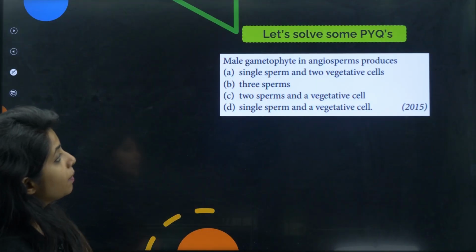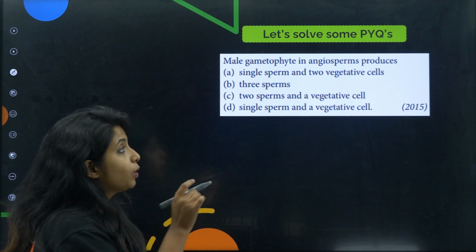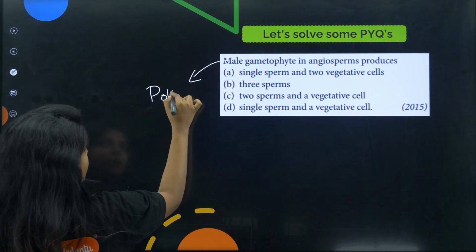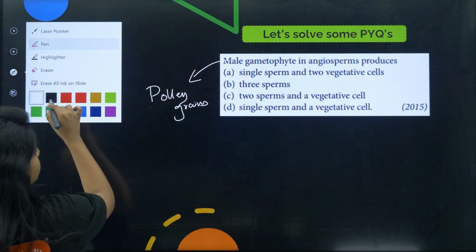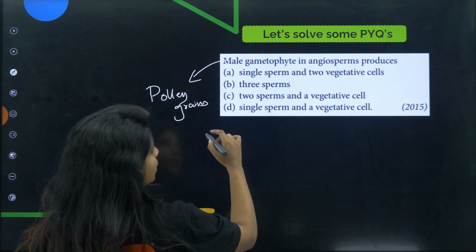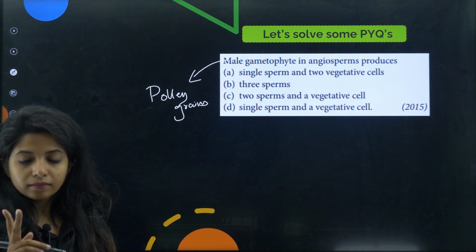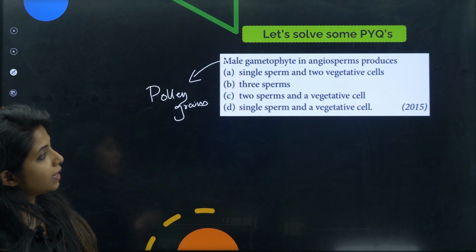Going ahead, we have next, male gametophyte in angiosperms produces what? Male gametophyte, that means you are talking about what? Tell me, what is a gametophyte? You are talking about pollen grains. So over here, the male gametophyte is going to produce what?